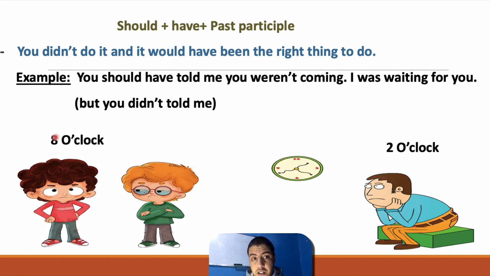Then I say to him, "Hi man, we had a rendezvous at 2 o'clock. Why didn't you come?" Then my friend says, "Oh, sorry man, I had some emergencies, or some problems that I had to deal with. I'm very sorry." Then I will say, "Oh man, you should have told me you weren't coming. I was waiting for you, but you didn't tell me." You should have told me that you weren't coming.